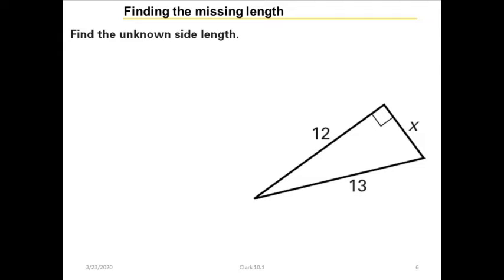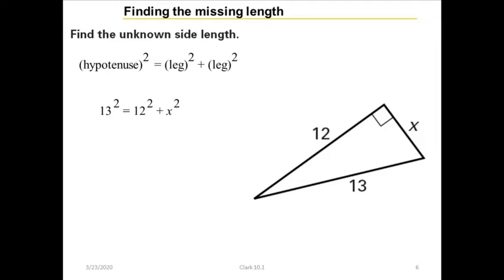Another example. Let's say this right triangle. What are the given and what is the missing in this right triangle? We're given here one of the legs and then the length of the hypotenuse, and the missing one is a leg. So again, use the Pythagorean theorem. The square of the hypotenuse is equal to the square of the leg plus the square of the other leg.